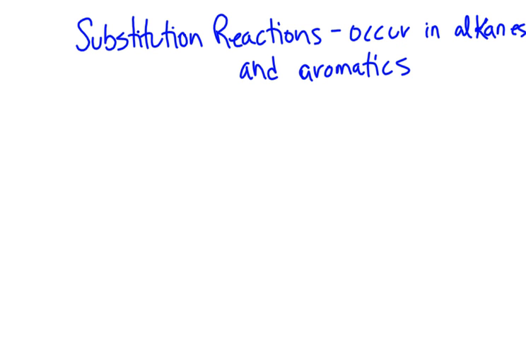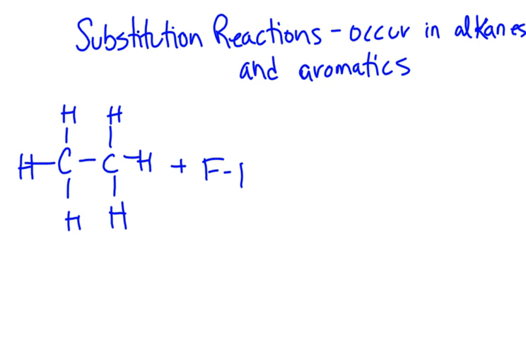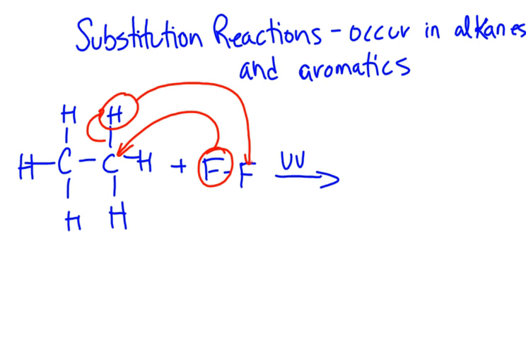So we have ethane, which has hydrogens as single bonds all around it. If I react fluorine with ethane and put it in ultraviolet light, the light provides the energy to break apart the bonds in the fluorine. So one of the fluorine atoms is going to be able to bond to this carbon, or any carbon in the alkane. The fluorine, when it bonds to this carbon, forces the hydrogen out, and that is now going to bond to the other fluorine.